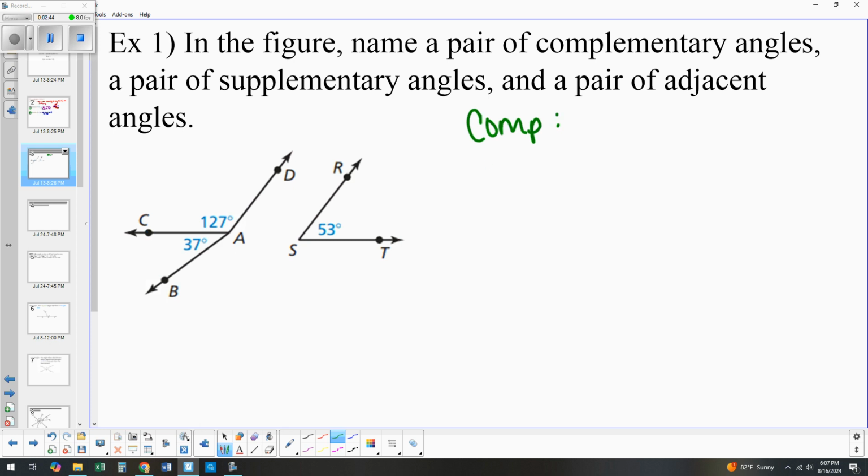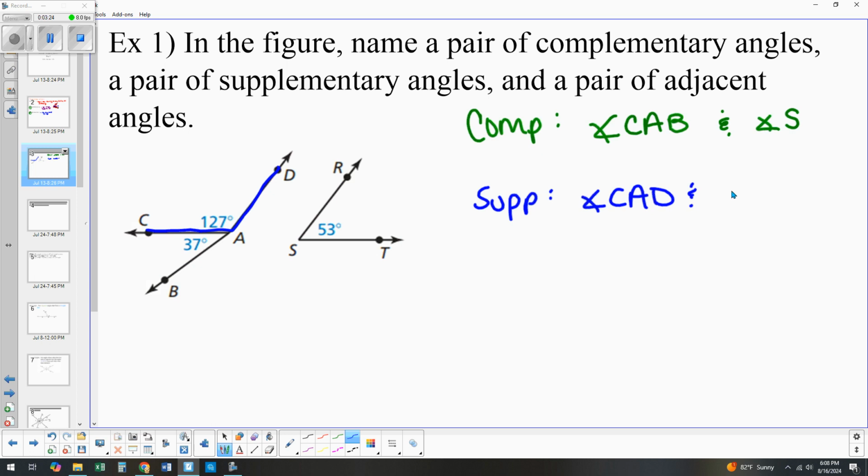So that would be angle CAB. Remember naming angles, we have to go in order, vertex in the middle. And then the other one I can call RST, but also if you remember, if there's only one angle at the vertex, we can actually shorten that up and just call it angle S. As for supplementary angles, now we're looking for a pair that adds to 180. So 127 plus 53 is 180 degrees. So I can call that angle CAD and angle S.